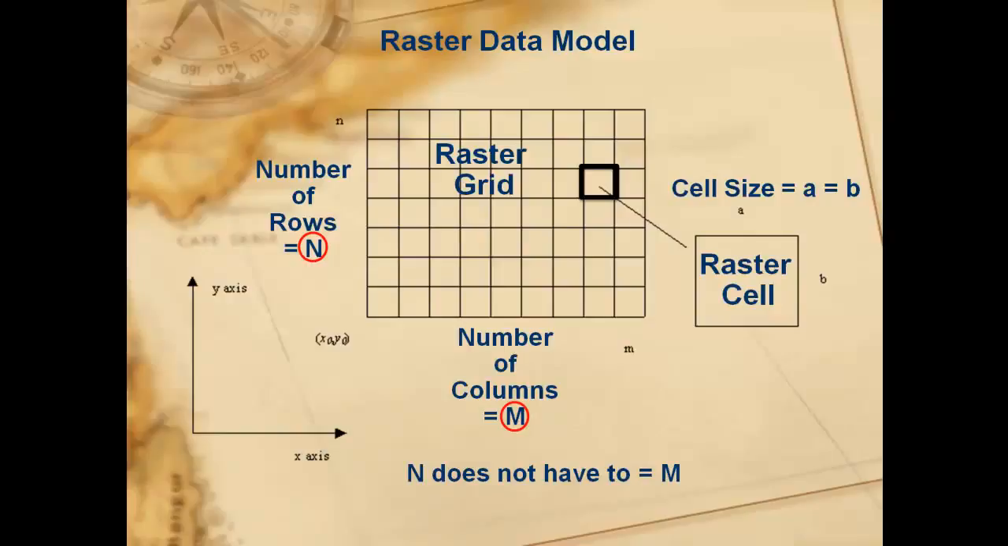Rows and columns don't have to be equal. You can have wide and short, or tall and skinny. And cell size doesn't have to be equal, but it needs to be rectangular.